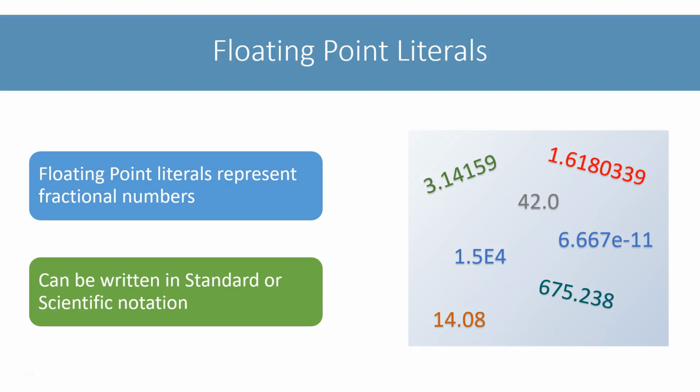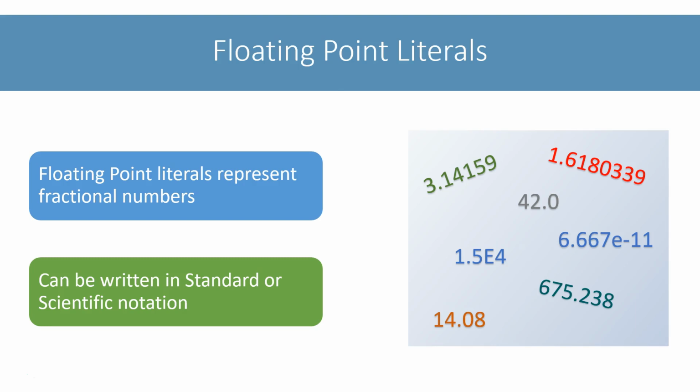Floating point literals represent fractional numbers like 3.14159, 14.08, 42.0, 675.238 and so on. Floating point literals can be written in either standard or scientific notation. The numbers 1.5e4 and 6.667e-11 are written in scientific notation.